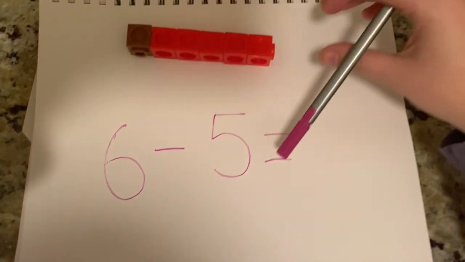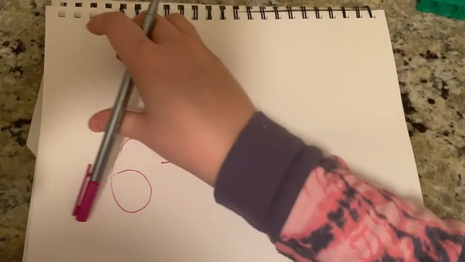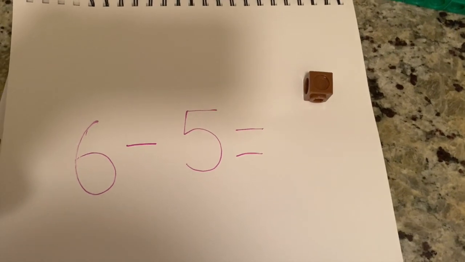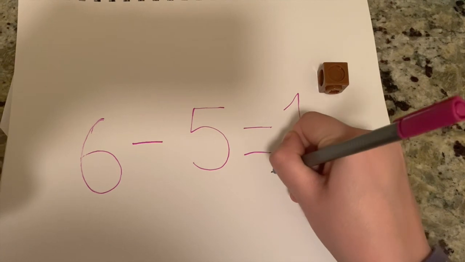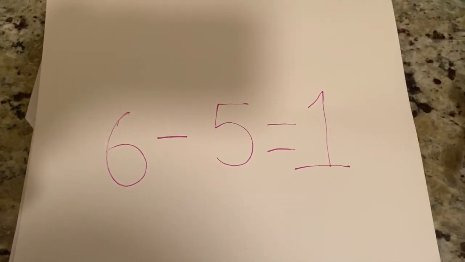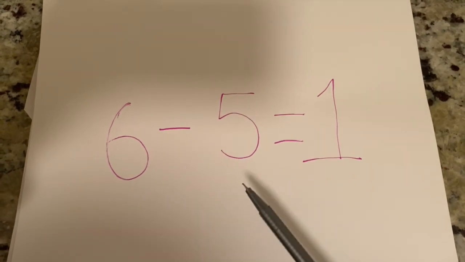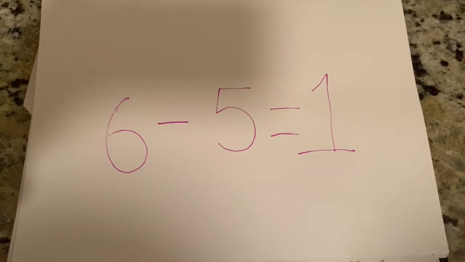Well, when we go back to 6 and we take away 5, Keeple Cubs, tell me, how many are we left over with? 1, friends. That's right. 1. So we know in our number sentence that 6 minus 5 is equal to 1. Good job, Cubs.